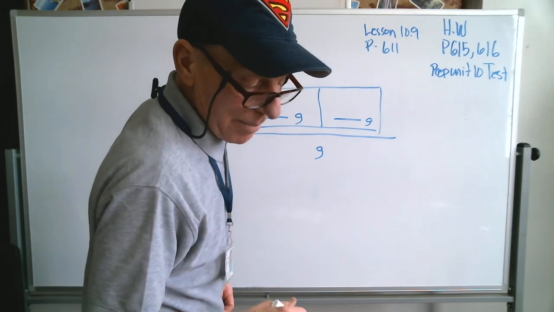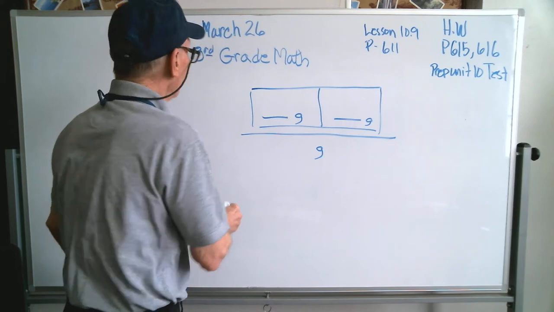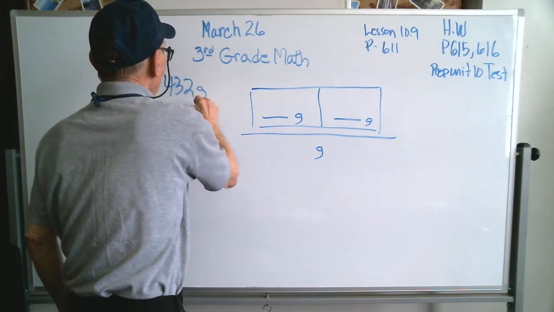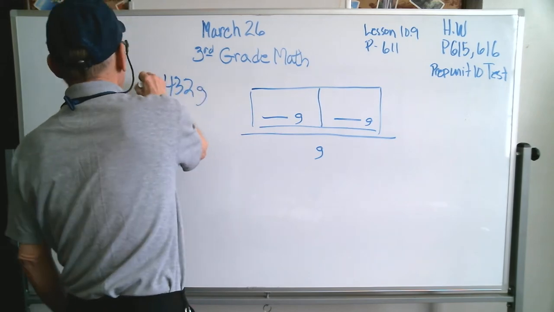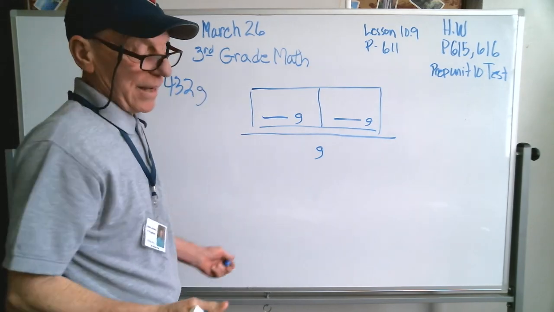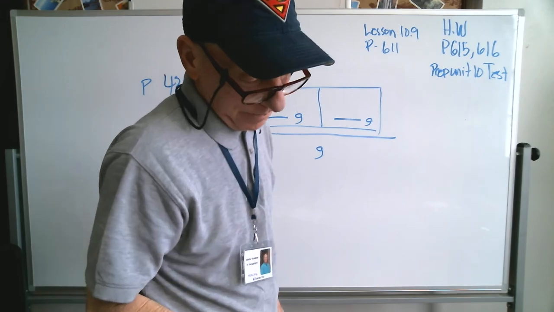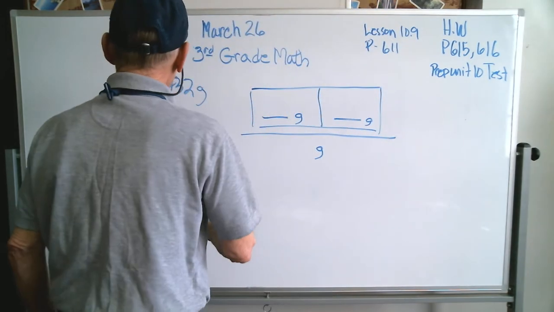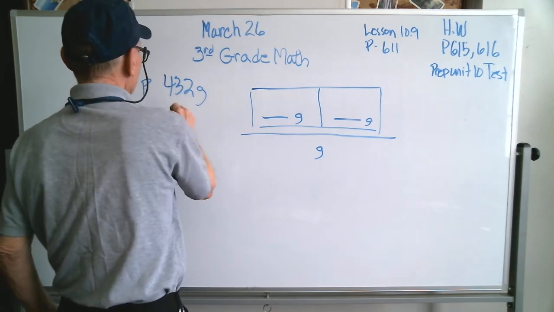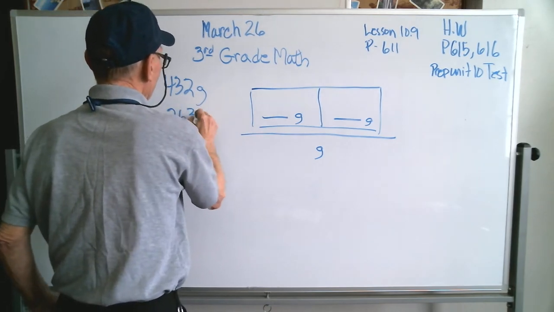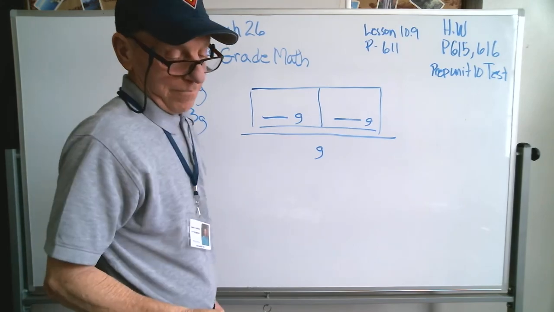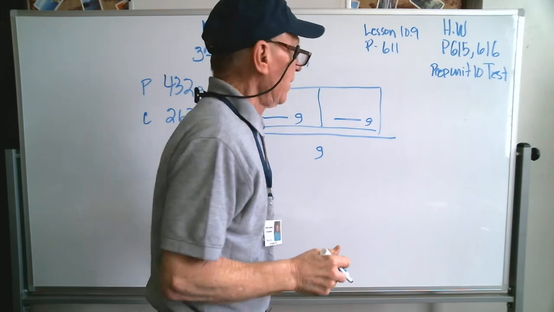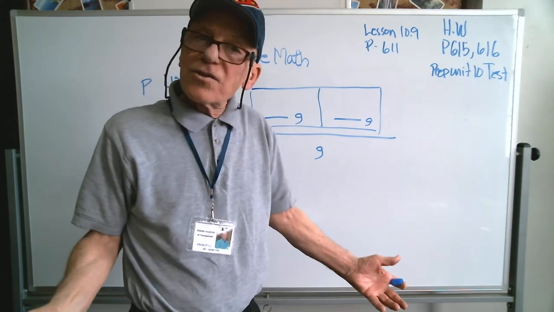So look, we got a bag of peas. The peas has a mass of 432 grams. We'll put that number here, and we'll put a little P here so we know that's the peas. A bag of carrots has a mass of 263 grams. So there's a C for the carrots and 263 grams. What's the total mass of both bags? What's it asking you to do?